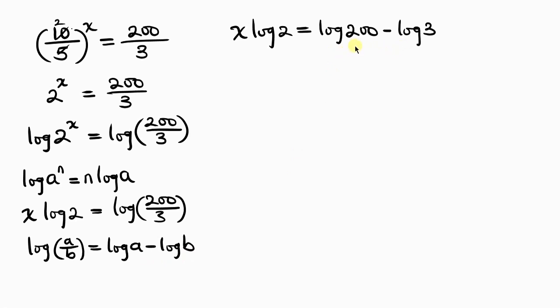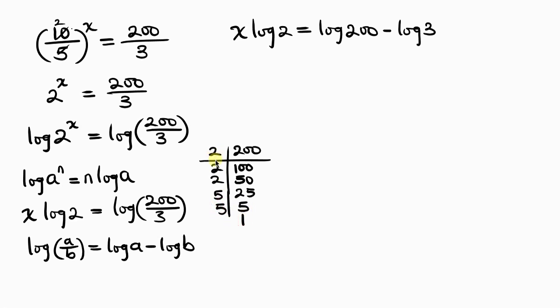Now, 200 is simplified into, I'm going to be doing the mathematics somewhere here. So if I have to do 200, 2 divided by 200, I have 100. 2 divided by 100, I get 50. 2 divided by 50, I get 25. Good. And then 5 divided by 25, I get 5. And then 5 divided by 5, I have 1.